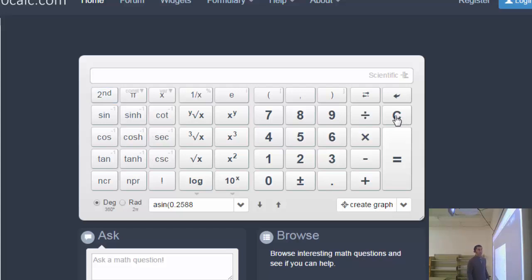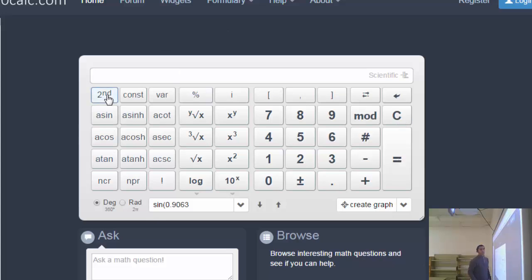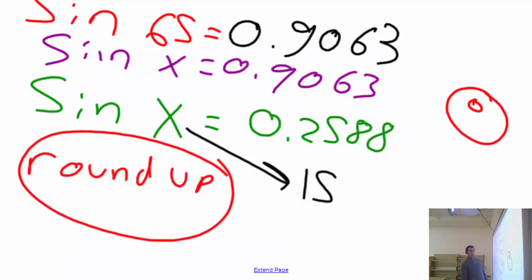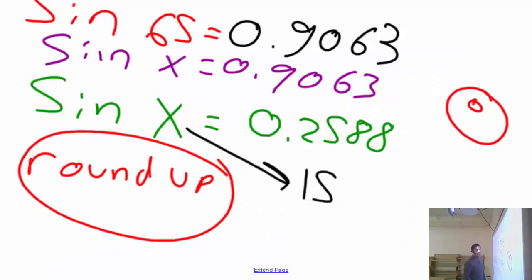Now look what I'm about to do. Sinus 0.9063. I will have a wrong answer here, because I did not press the second function to get the other sinus that has the -1 on top. I need that. Of course, I didn't get 65, but I'm going to round it up. After the decimal comes a number that's more than 5, so I'm going to give 1 extra to 64. That will make it 65. So x here is 65.